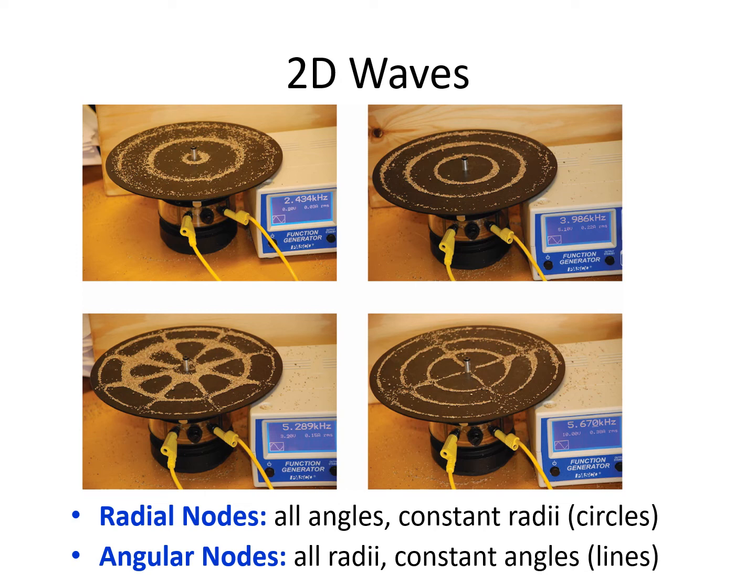Radial nodes have constant radii, but all angles, so they end up making circles. All 4 parts of the figure have radial nodes. Angular nodes have constant angles, but all radii, so they end up making lines. The bottom 2 pictures show angular nodes in addition to the radial nodes. These figures are going to be important for helping us understand electron orbitals later in this chapter.